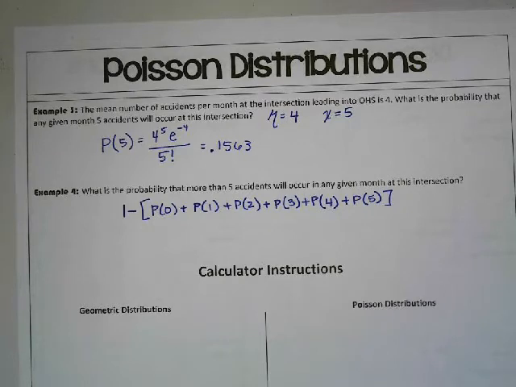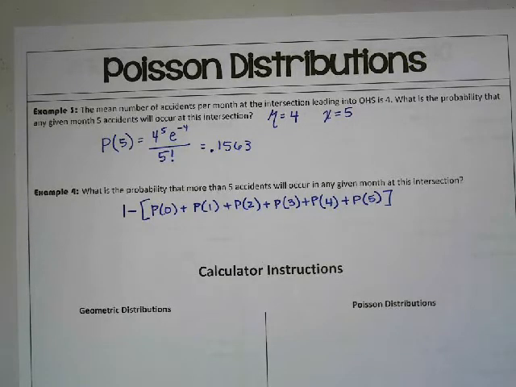So it's going to include 5. That's okay this time, because this said the probability that more than 5, so I can do 1 minus. But what if that said, what is the probability that 5 or more accidents would occur? Then what do I need to do?